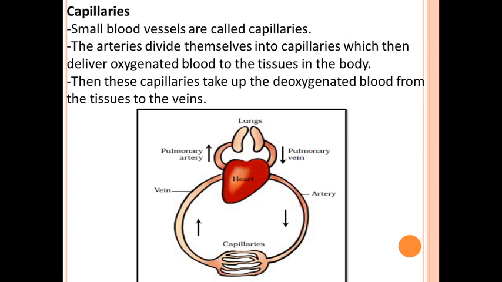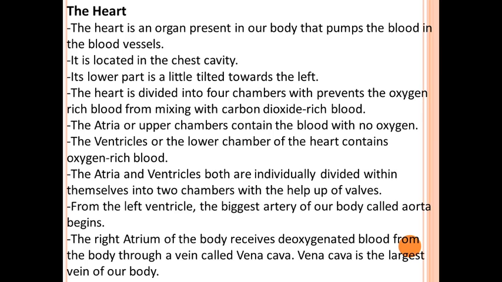And then these capillaries take up the deoxygenated blood from the tissues to the veins. So like that, there is a transportation of blood from the lungs to the heart, from the heart to the lungs with the help of these blood vessels. Now we will learn the main part of our circulation, that is the heart. First we will learn about the structure of the heart, and then how the heart works, your actual point, that is the human circulation process.